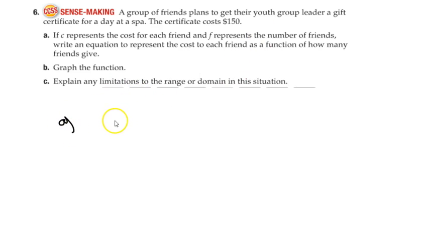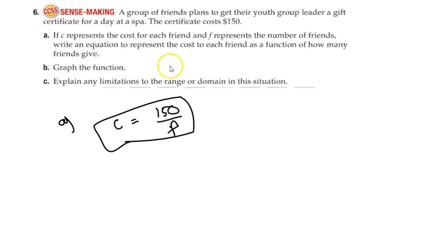So C equals, well, it costs $150 total, and you just divide it by the number of friends you have. If you have 10 friends, it's 150 divided by 10. That's how much I pay. So that's your equation: cost is the total cost divided by the number of friends we have.